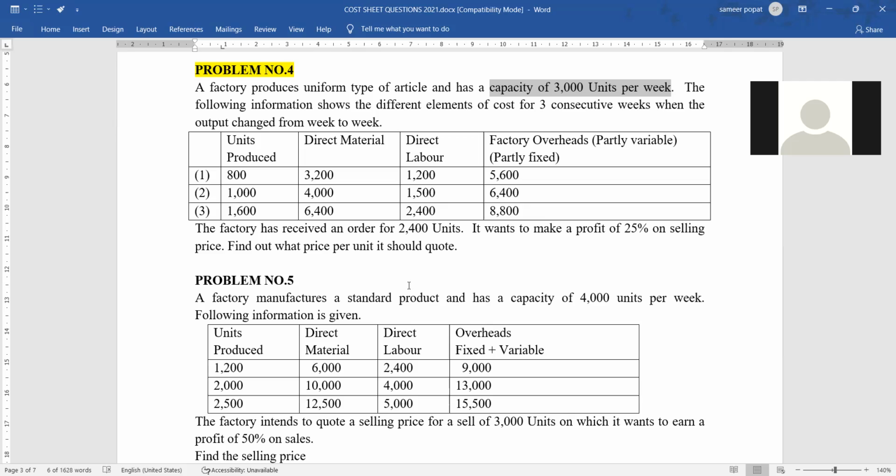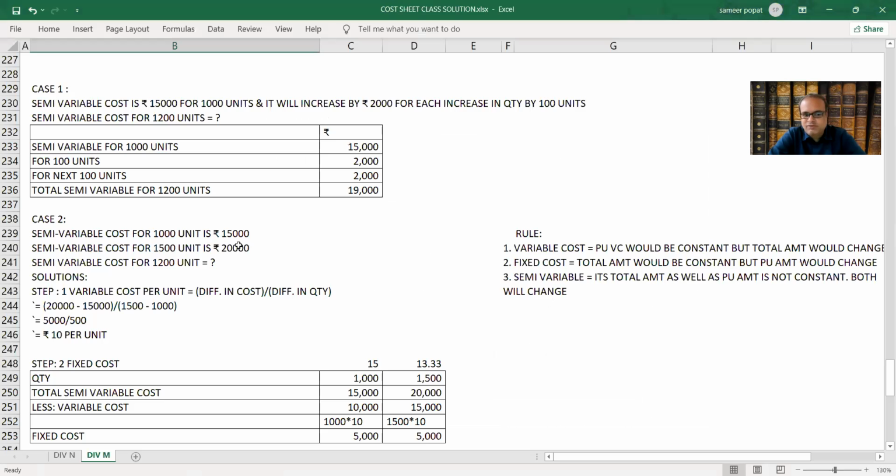Case 2. Yes, it is case 2. Why is it case 2? Because here they were given cost for 3 different levels of quantity. So if multiple quantities or multiple costs are given, we can use the technique in case 2. So here case 2 is applicable.